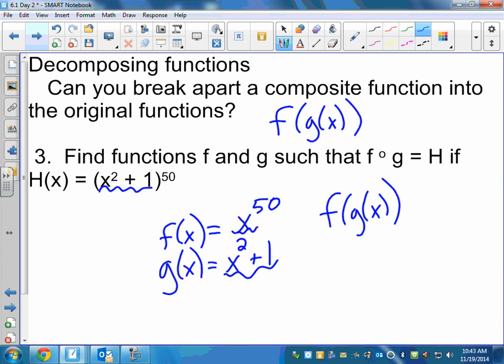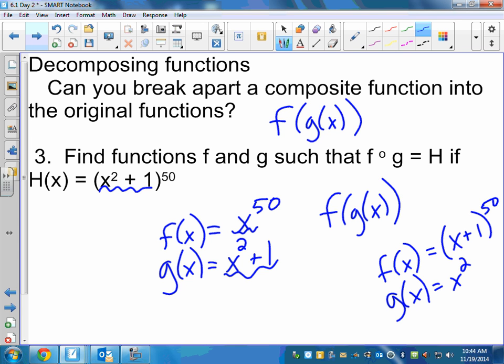Let's see if we can think of another. What if I made g of x x squared? Could I do that? If I want to just replace x with x squared, I think I could write this as x plus 1 to the 50th. Would that also work to give me that function? I could take this and plug it in for here.